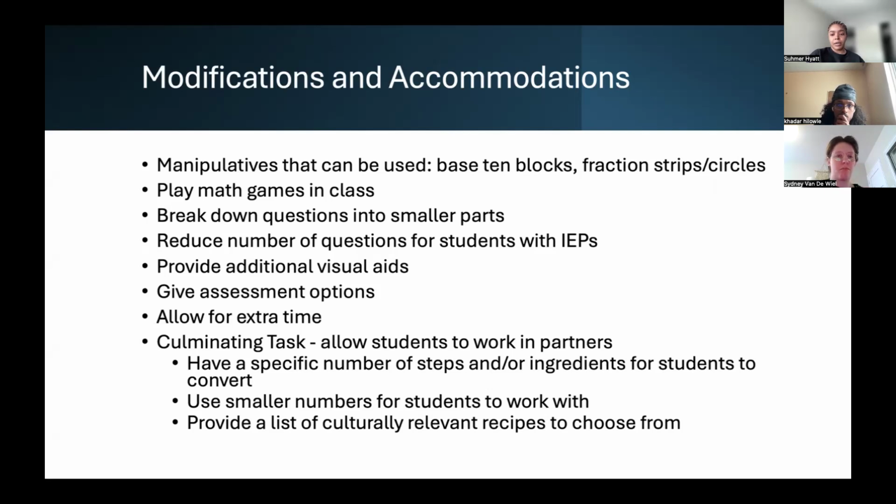Allowing for extra time is an accommodation that can be provided to all students because not all the students all the time have the same amount of time dedicated to their work.